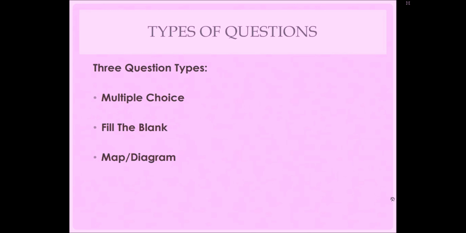When it comes to the question types, we have three basic types for the IELTS exam. We have your multiple choice question, we have your fill in the blank question, and we have a map or diagram. But even when you're doing a map or a diagram, it's going to be either fill in the blank or multiple choice. So really, when you look at it, the two basic forms are multiple choice and fill in the blank.